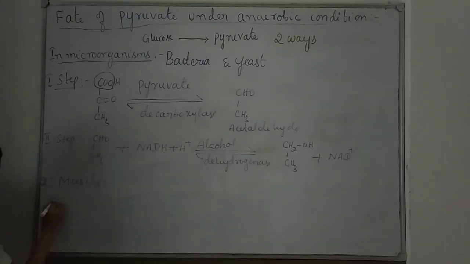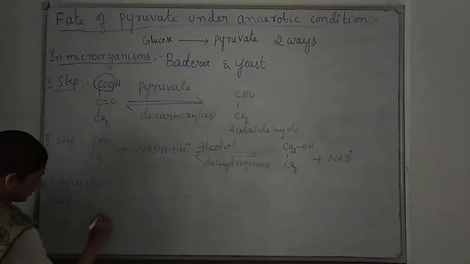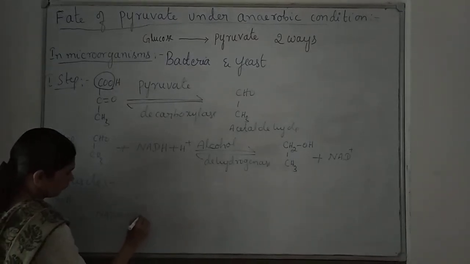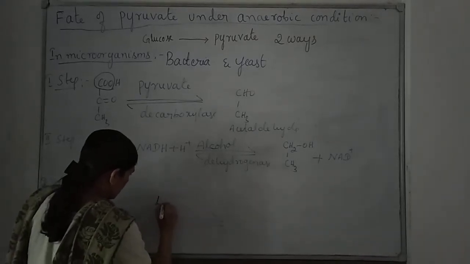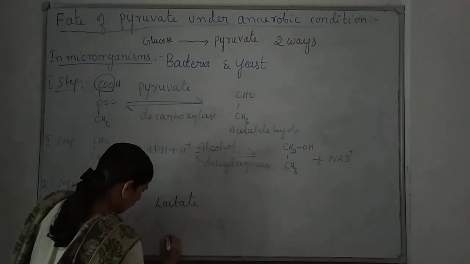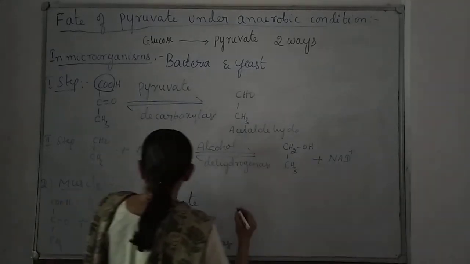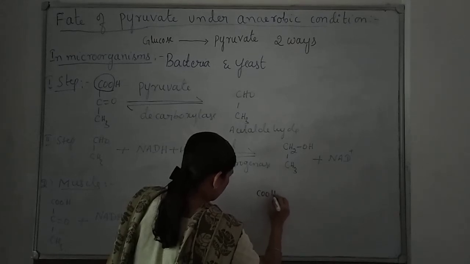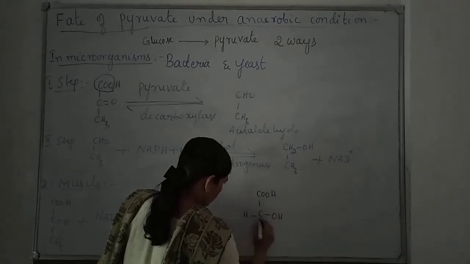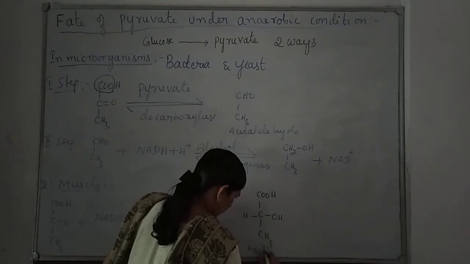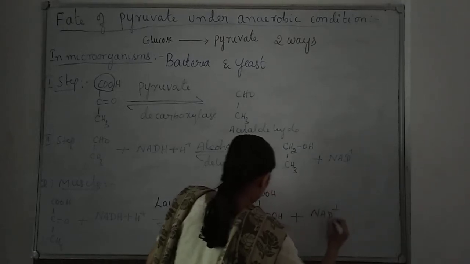And in muscles, the pyruvic acid is reduced by NADH in the presence of the enzyme lactate dehydrogenase, which is also known as LDH, to form lactic acid. NADH is oxidized to NAD plus.